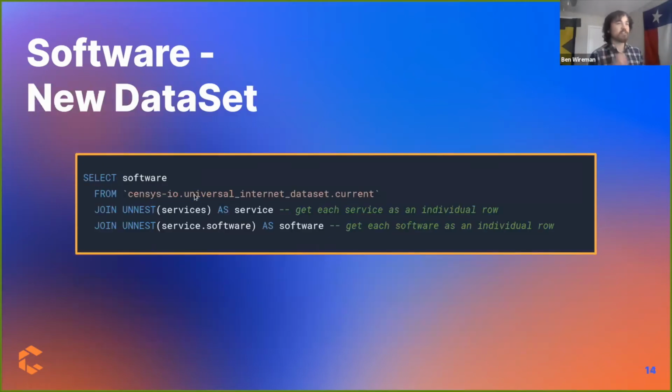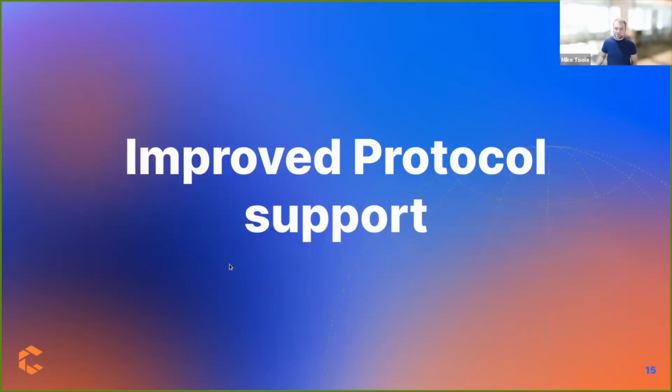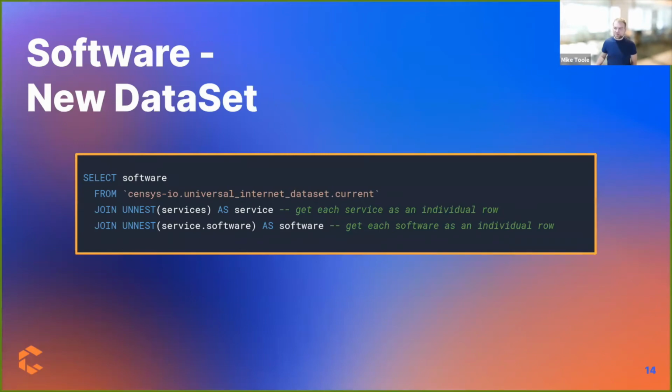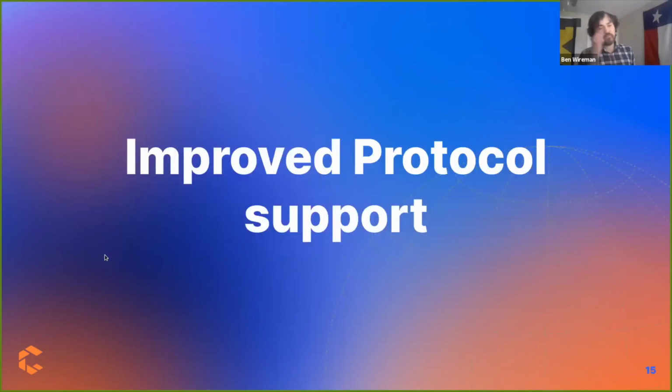In the new data set, this is the query. It's 4 lines. You unnest on services, as I spoke, and then you unnest on software underneath in each individual service. And like I said, we provide it in CPE 2.3 format, so you can immediately check against CVE tools and stuff like that. Yeah, that's really great. I personally know how powerful that can be, especially built into your tool chains. Yeah, no, it's really exciting.